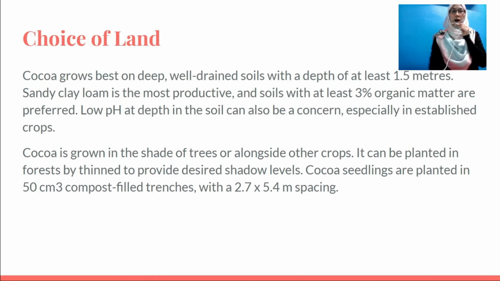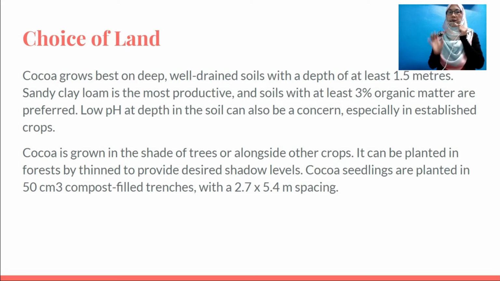First of all, how to choose the land. Cocoa grows best on deep, well-drained soil with a depth of at least 1.5 meters, of which sandy clay loam is the most productive, and soils with at least 3% organic matter are preferred.